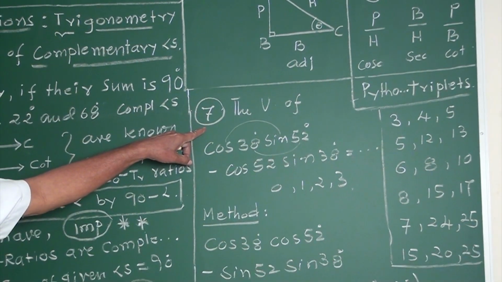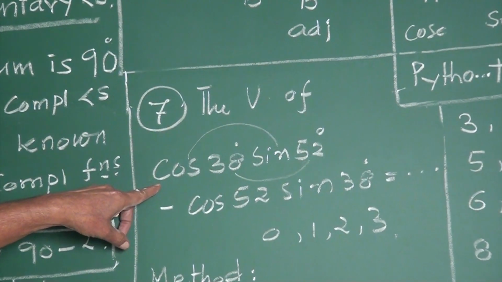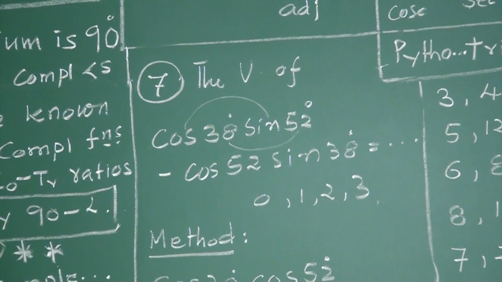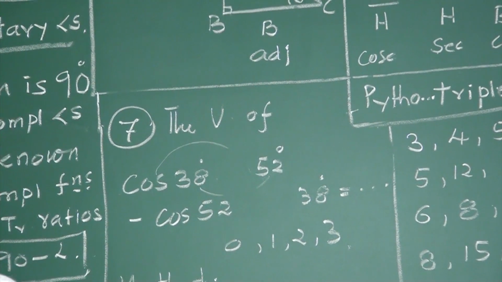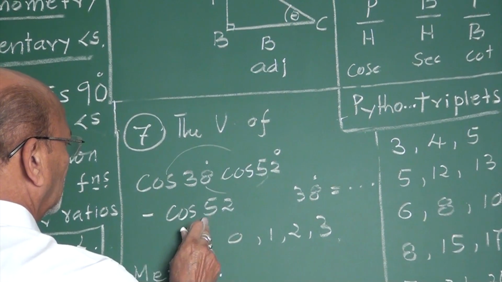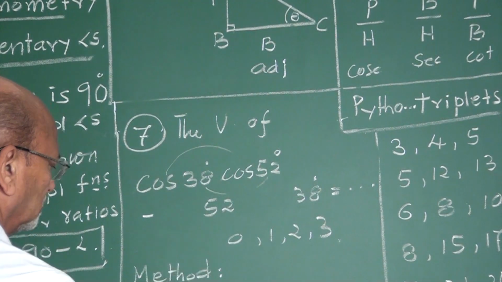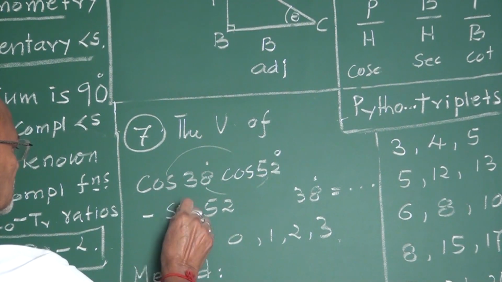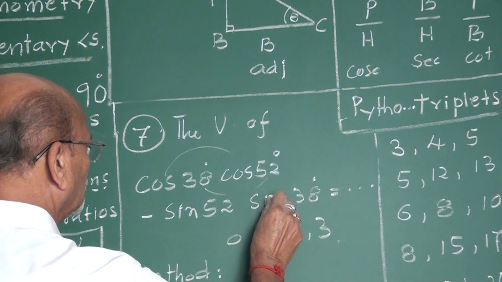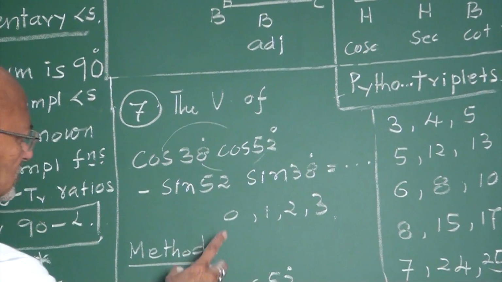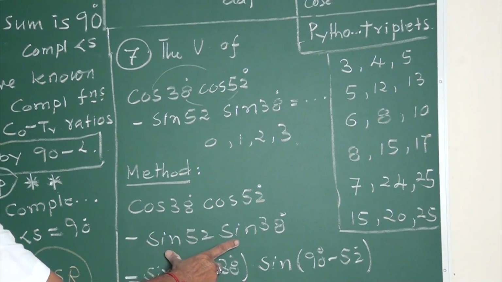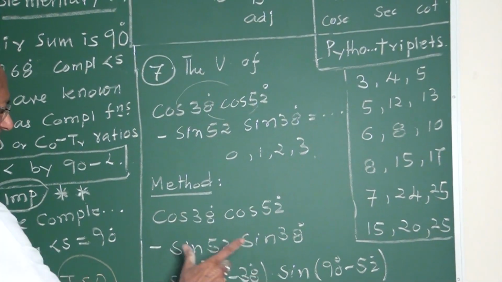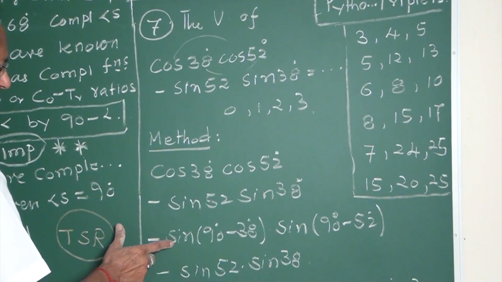Yes, my friends, the next example is this. The value of cos 38 into sin 52 minus, both are cos, cos 38 into cos 52, and this is sin 52 into sin 38, equal to dash. Options 0, 1, 2, 3. This is your method. Both are cos, both are sine. Convert both cos to sine.